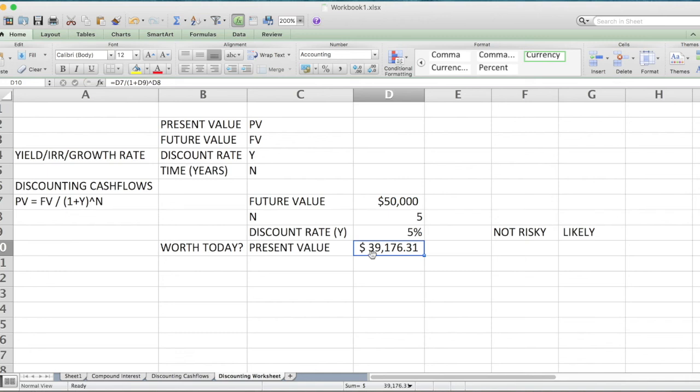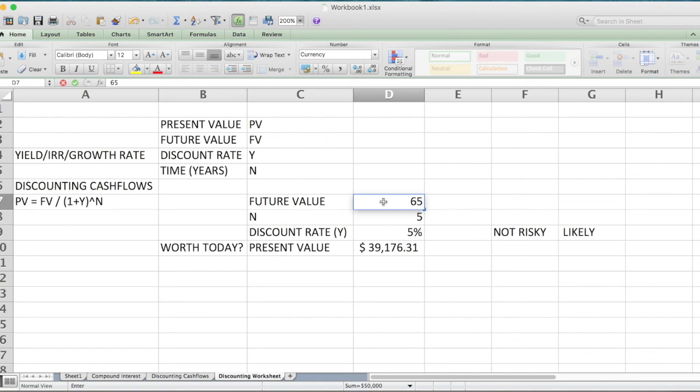The next thing we can see when we have programmed this kind of formula into our spreadsheet is, say, it's not actually $50,000. I managed to negotiate it to $65,000, that contract with the government. $65,000. There we are. $65,000 paid by the government in a not risky situation is worth $50,929.